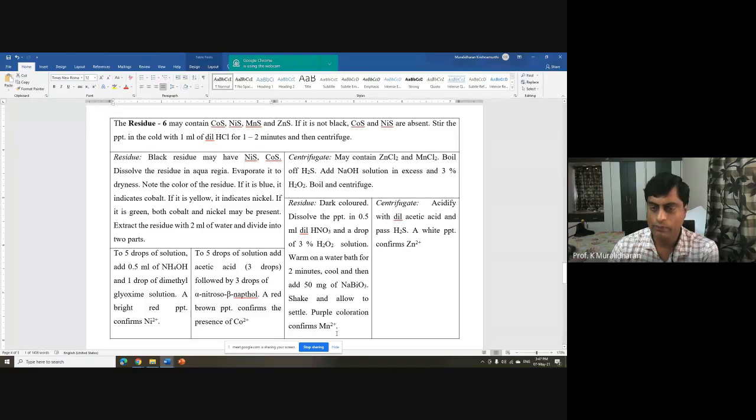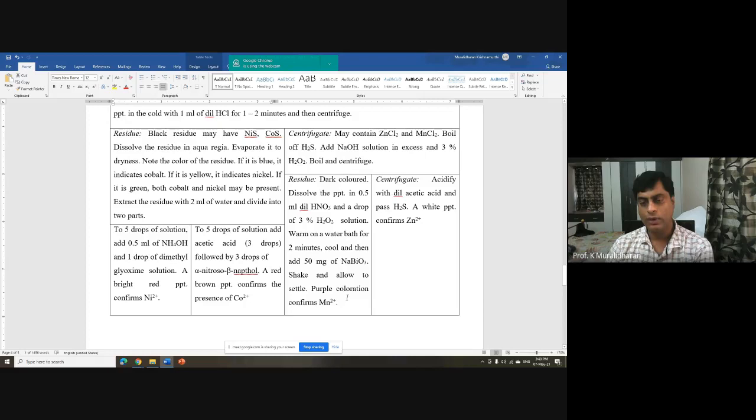In this case, if you get a dark colored precipitate, you are going to do the test for manganese. If you are not getting any precipitate, acidify with dilute acetic acid and again pass H2S here. You get a white precipitate which confirms zinc. Similarly, here if you get residue, you continue by adding dilute nitric acid and hydrogen peroxide, and finally sodium bismuthate, NaBiO3. And here you get a purple color formation, which confirms manganese.